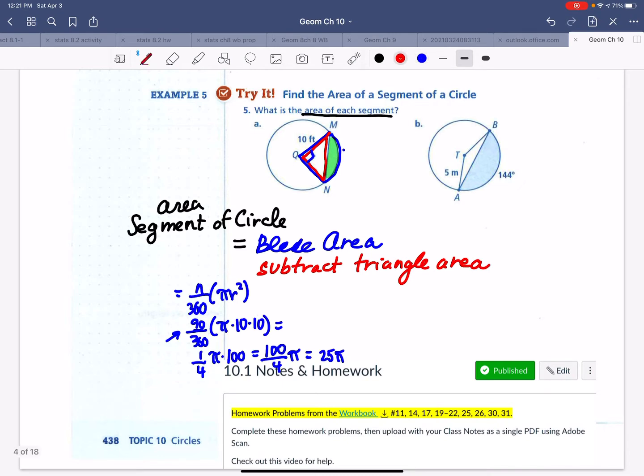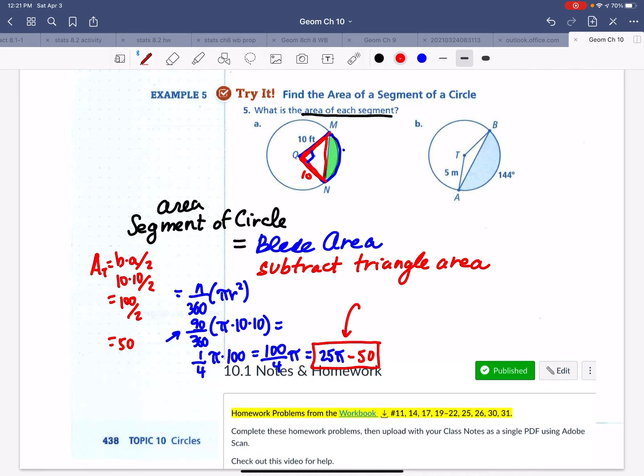Now let's look at the red area. The area of a triangle is base times altitude. So the base here would also be 10. The altitude would be 10. So 10 times 10 is 100. But the area of a triangle is base times altitude divided by 2, so I have to divide that by 2, so I get 50. So my answer, the area of this green part, my segment, would be the area of the blue part, take away the triangle.